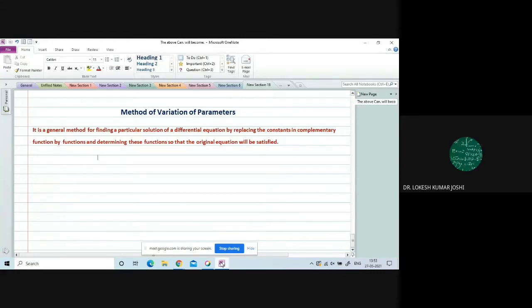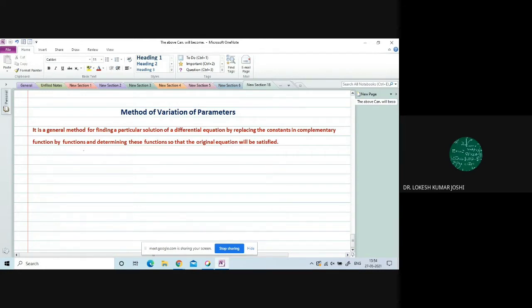The topic for today is solution of differential equations using method of variation of parameters. At first, what is method of variation of parameters? It is a general method for finding particular solution of a differential equation by replacing the constant in complementary function by functions and determining these functions so that original equation will be satisfied. Now, the main objective is to find particular integral of a differential equation.